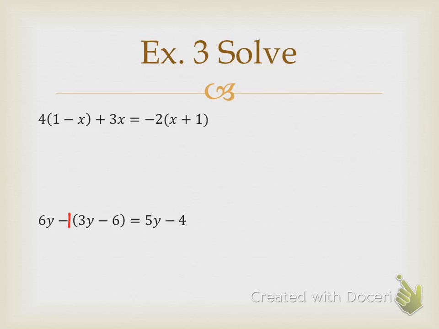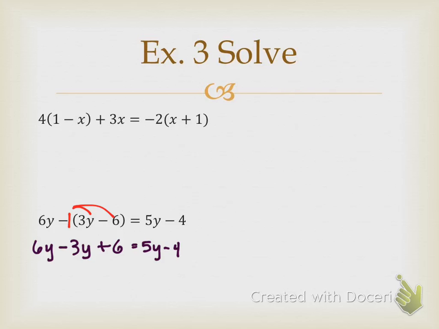It says 6y minus the quantity of 3y minus 6. That technically means that there is a 1 there. It's not written, but I know it is. So I have to do distributive property. So I have 6y minus 3y plus 6 equals 5y minus 4.